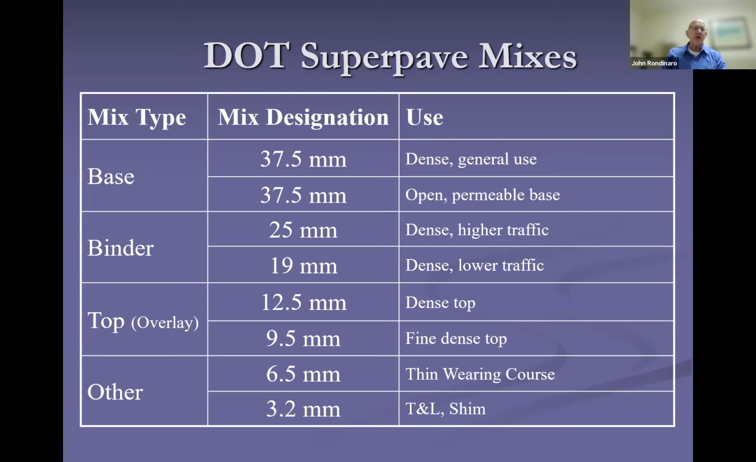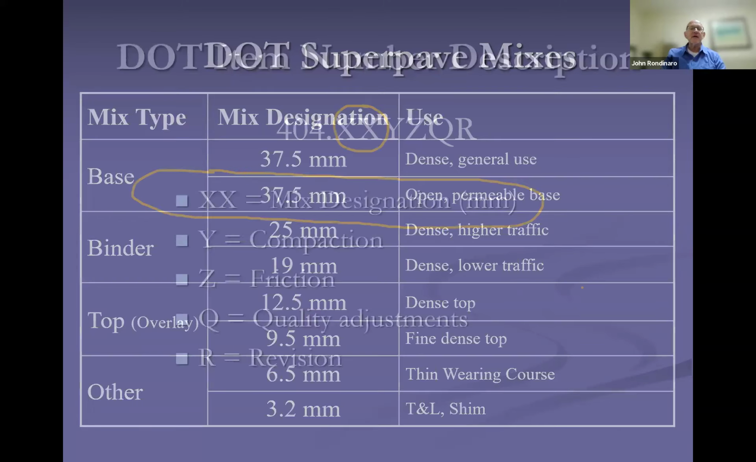And then in your top, your 12.5 millimeter top, which was what the old Type 6 was, that's a nominal max aggregate size of 12.5, which means the largest stone is a 1/2 inch. And that is important, and we'll touch on that in a second.